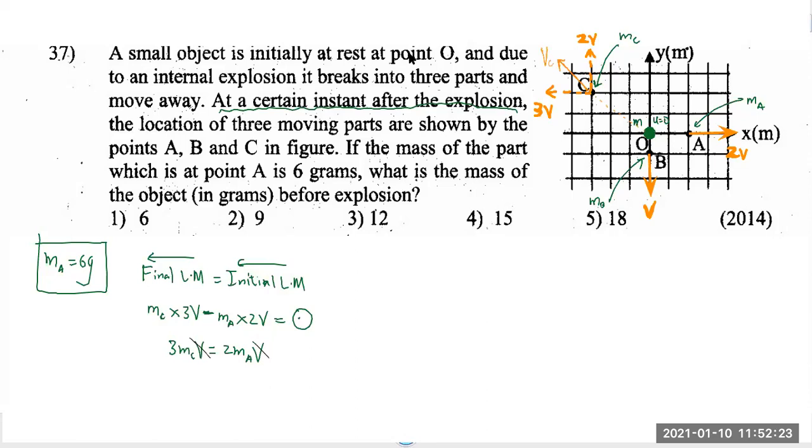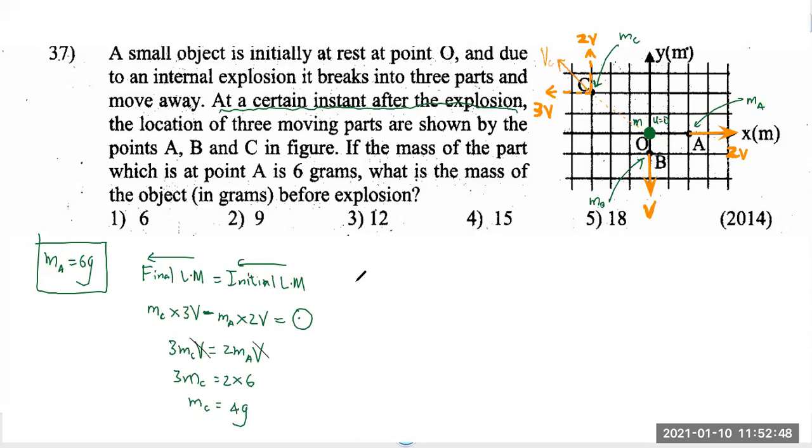And finally, what are you going to get? 3MC is equal to 2MA, and mass of A is given as 6 grams. So MC is going to be equal to 12 divided by 3, that is 4 grams. I don't have to convert it to kilograms because if it's in grams, from MC also, I'm going to get the answer in grams. So that's the mass of C, part C.